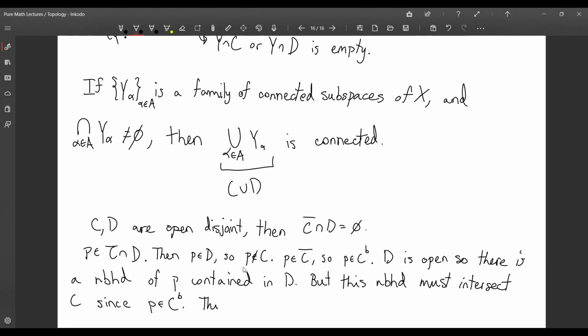This is a contradiction, since C and D are disjoint, right? Because if the neighborhood is contained in D, but it contains a point in C, then that means that point in C is contained in D, which is a contradiction, right? You can't have a point being in both C and D.